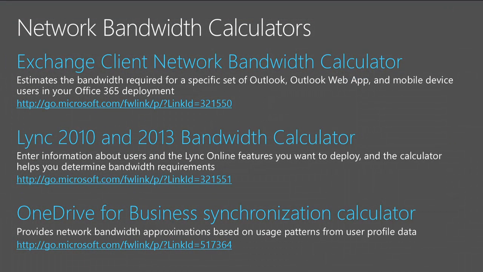Some other helpful tools, some of the bandwidth calculators that we've got: one for the Exchange client, one for Lync 2010 and 2013, obviously now for Skype for Business. And then there's also a OneDrive for Business sync calculator as well. Now, of course, the calculations are not going to be 100% accurate. They're going to rely on you gathering some of this data from your environment and plugging it into the calculators. And even then, some are somewhat estimates because, again, network activity can vary, user activity can vary, and so forth.